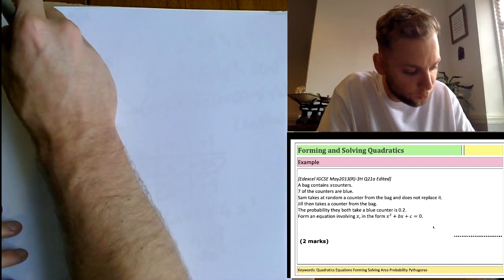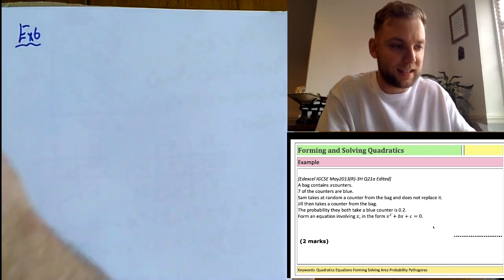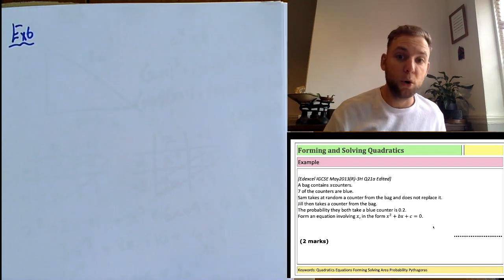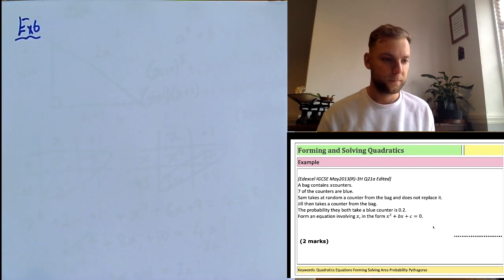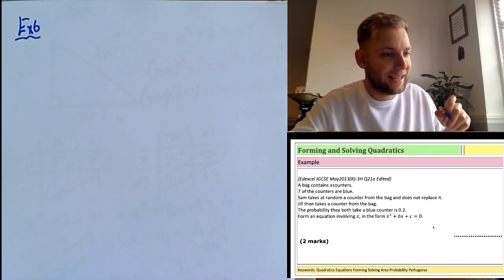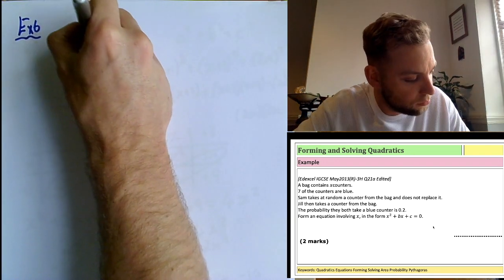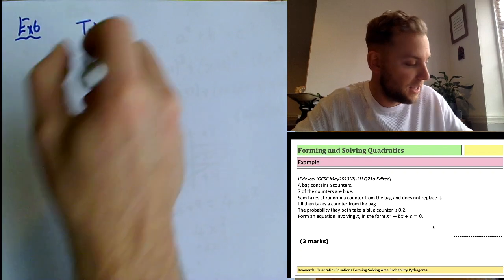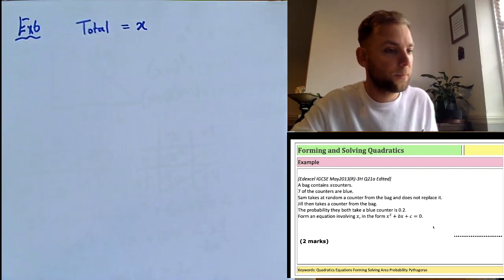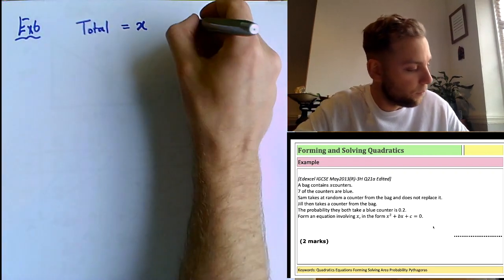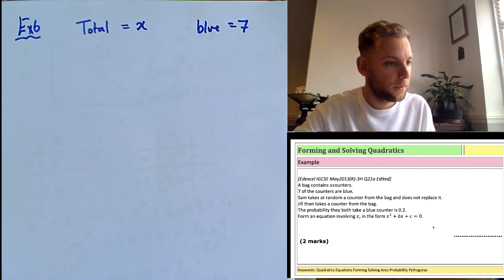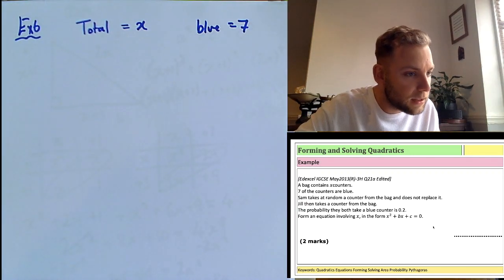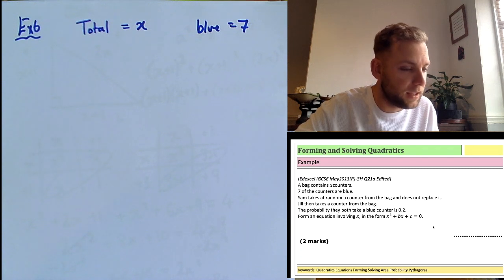This is example 6. Again, it's worth getting this down in your book. These keep coming up, these questions, okay? And they're worth about 6 marks. So a bag contains X counters. So the total amount of counters is equal to X. 7 of the counters are blue. So the amount of blue is equal to 7 there. Okay? And it doesn't tell you what the rest of them are.